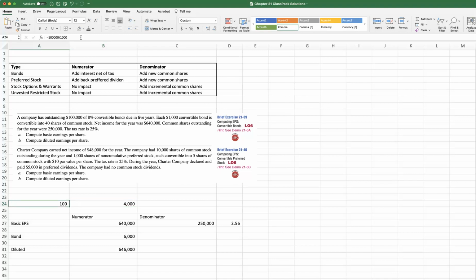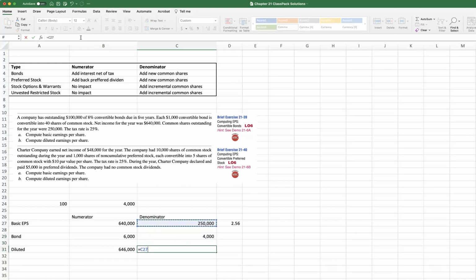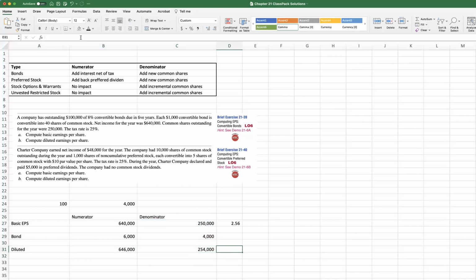So if I have 100 bonds, and I give everybody 40 shares, I'm going to end up with 4,000 additional shares of stock. So I'm going to add that to my initial number. Now I have an updated diluted numerator and denominator, and I can simply do the exact same math I did before, and I'm now at 254.